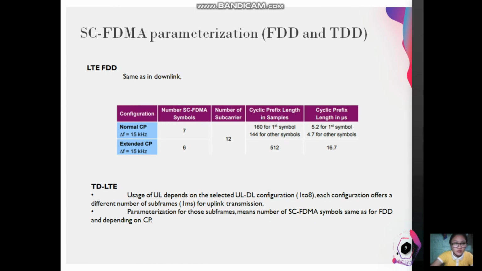So let's go over to SC-FDMA parameterization. LTE uses two modes, frequency division duplex FDD and time division duplex TDD. The parameterization in the uplink for FDD is the same as in the downlink. The two different cyclic prefixes are used, normal and extended, giving 7 respectively 6 single carrier FDMA symbols in the uplink. For TD-LTE, the usage of the uplink depends on the selected uplink-downlink configuration. Each configuration offers a different number of subframes assigned for uplink transmission, but the parameterization of those subframes is of course equal to FDD mode and depends on the selected cyclic prefix.